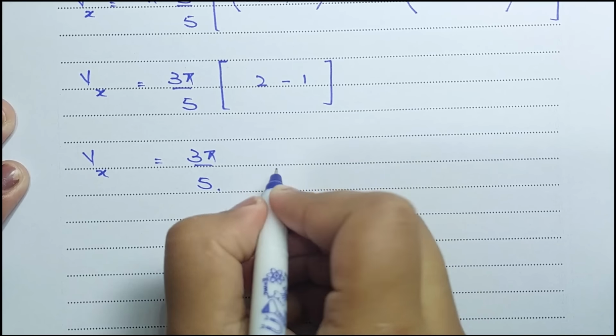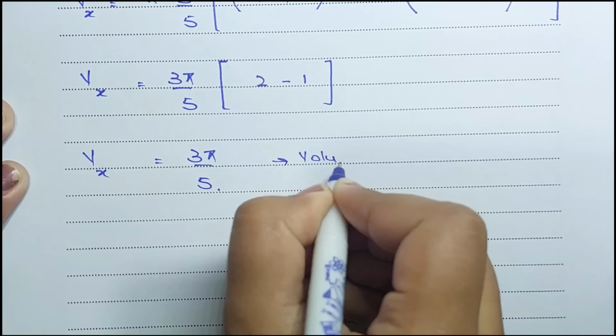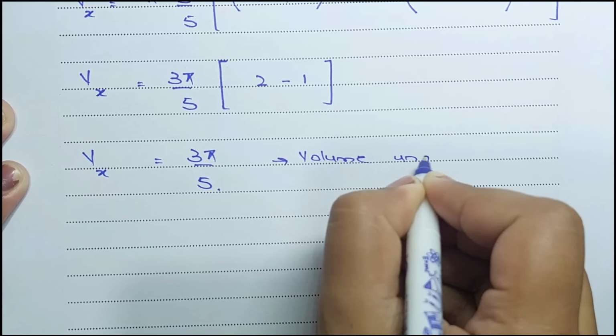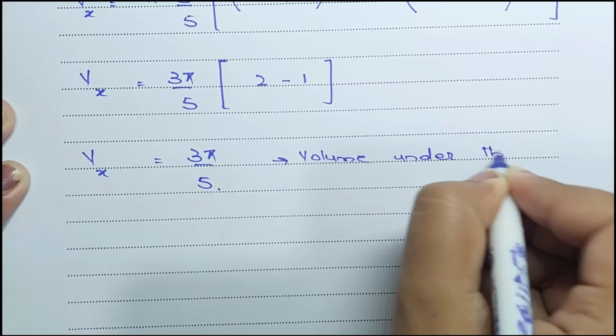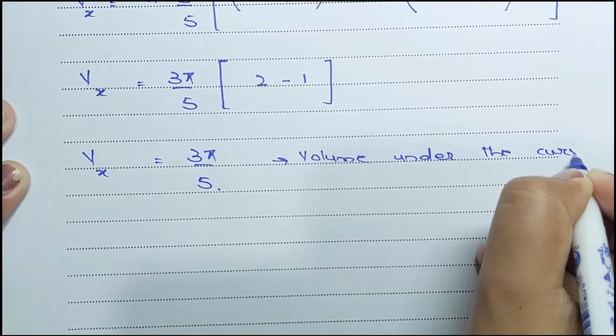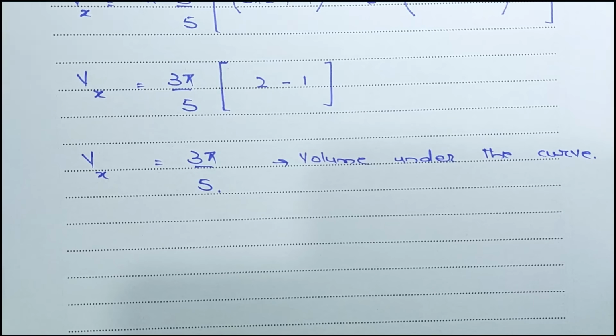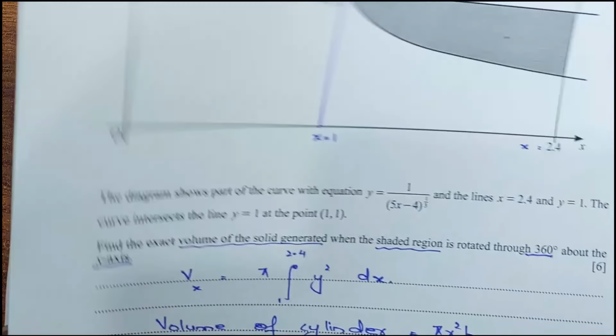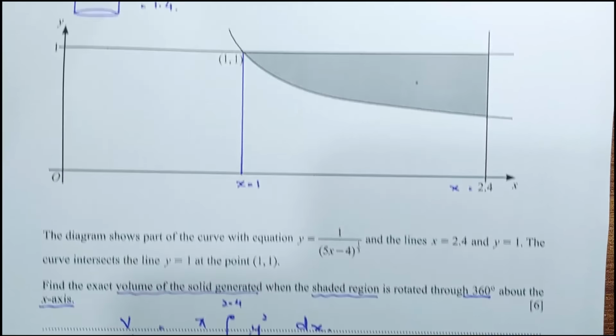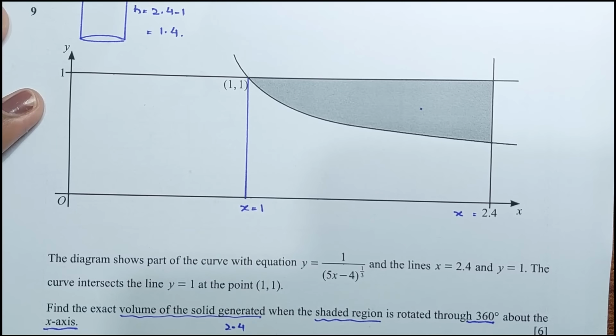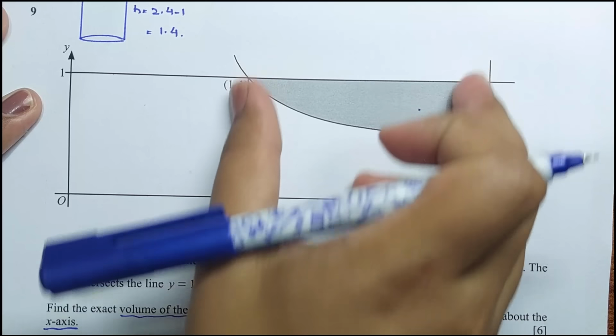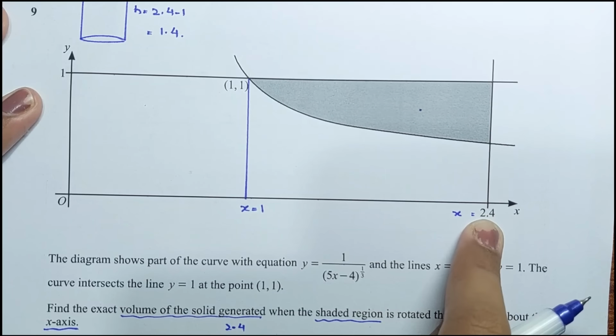And that is the volume under the curve, the same as we did area under the curve, right? Okay, now let me explain the situation, what I'm going to do next. We have done with the whole volume. This shape, x is 1, x is 2.4.